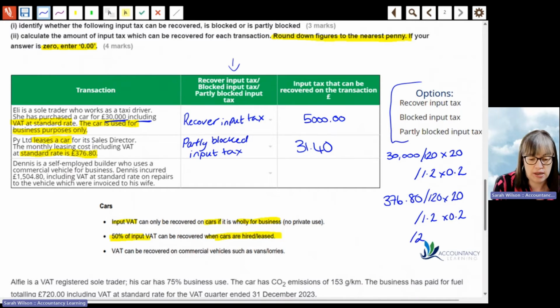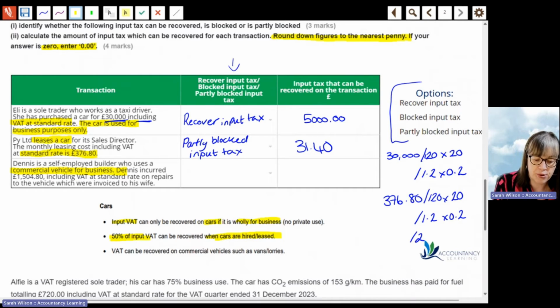The last one then is Dennis is a self-employed builder who uses a commercial vehicle for business. Dennis incurred £1,504.80, including VAT at standard rate, on repairs to the vehicle, which were invoiced to his wife. So some key elements of this question then. So first of all, the thing that you come across is commercial vehicle for business use. So you feel like straight away that you're going to be able to do something with the VAT on this because it's for business use.